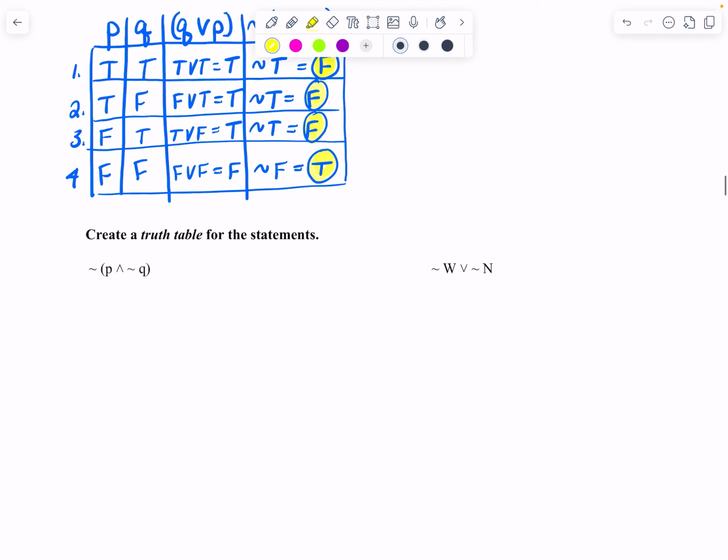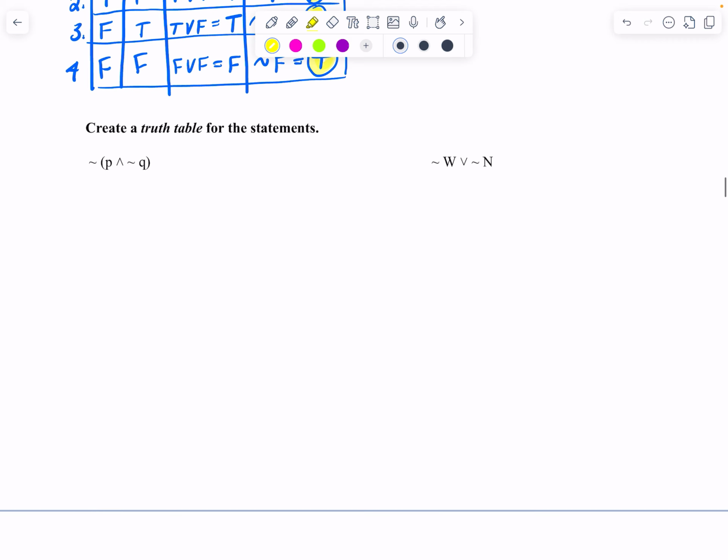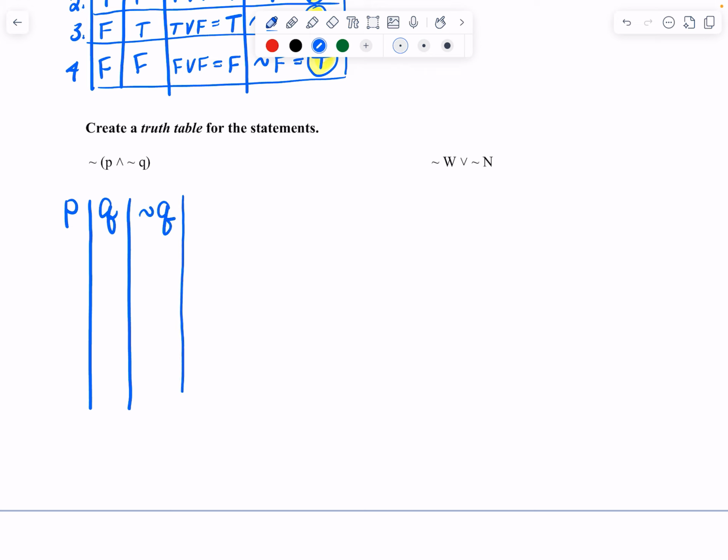Let's move on. Create a truth table for the statement, negation of P and negation Q. So again, I have two letters, P and Q. That lets me know that I'm going to have 4 rows. Okay, so according to what we did last time, we have to do inside parentheses. Inside the parentheses, I see negation. I have to handle that first. So I'm going to do negation Q. Then I'm going to do the parentheses, P and negation Q.